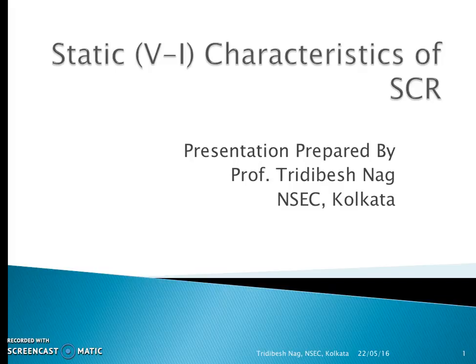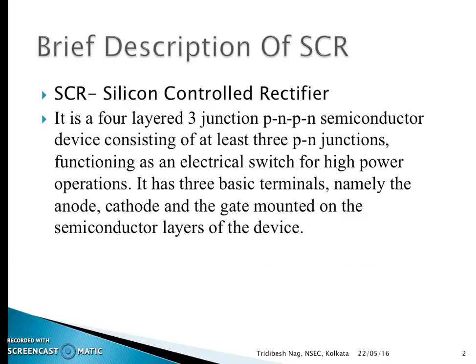I'm about to give a lecture on static VI characteristics of SCR. Now, SCR, as you all know, is a silicon controlled rectifier. It is a four-layered, three-junction PNPN semiconductor device consisting of three PN junctions, namely J1, J2, and J3, functioning as an electrical switch for high power operations. It has three basic terminals called the anode, the cathode, and the gate, which is mounted on the semiconductor layer of the device.